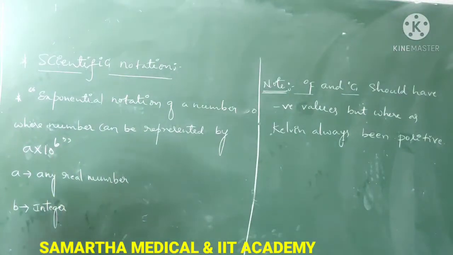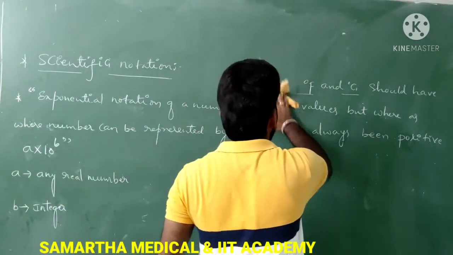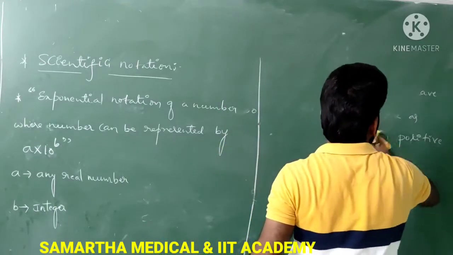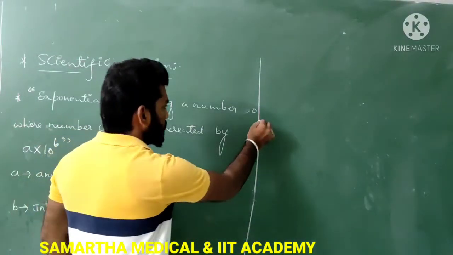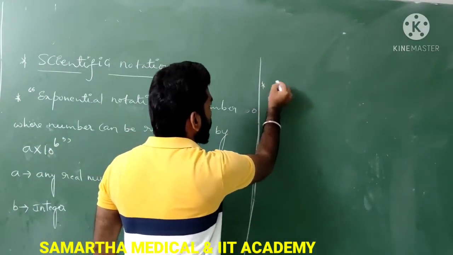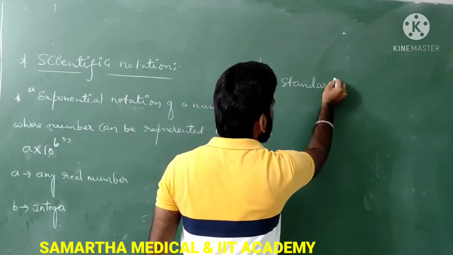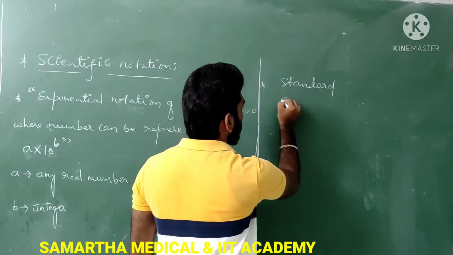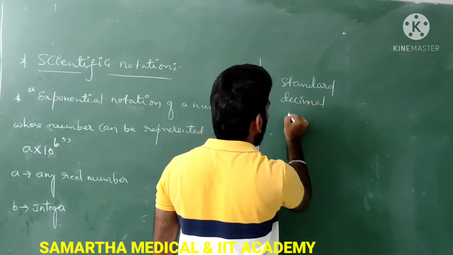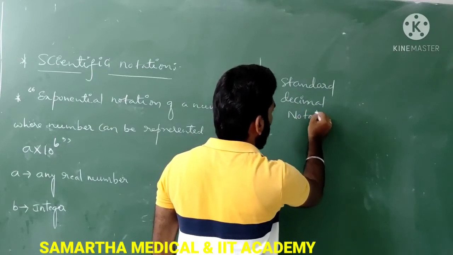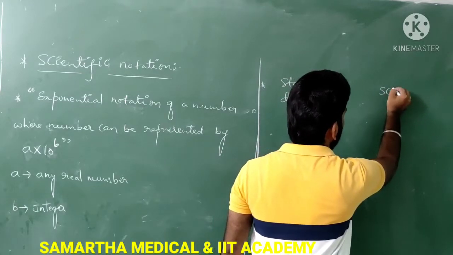So let us do some important examples. How do we convert large numbers into scientific notation? Let's do that for you. Suppose we make a table, a very simple concept by the way, with standard decimal notation and scientific notation.